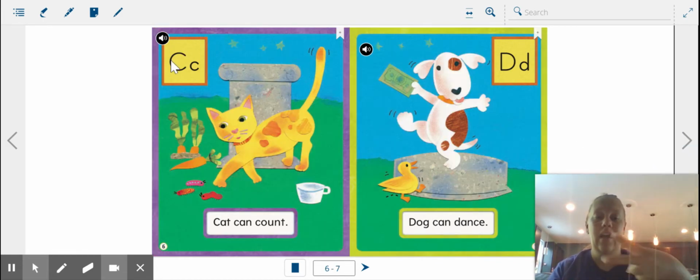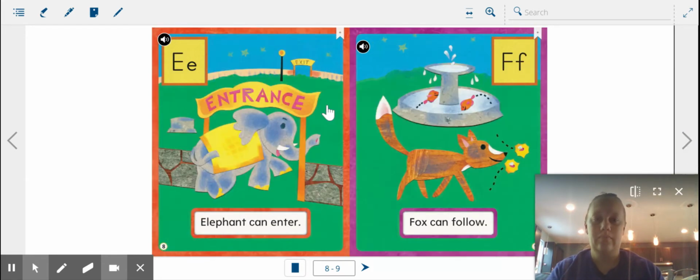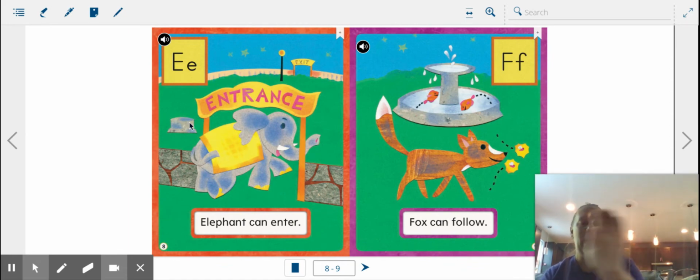C says cat. Cat can count. D says duh. Good. Dog can dance. Dog. E says, remember our edge of the table? Elephant can enter. Elephant.